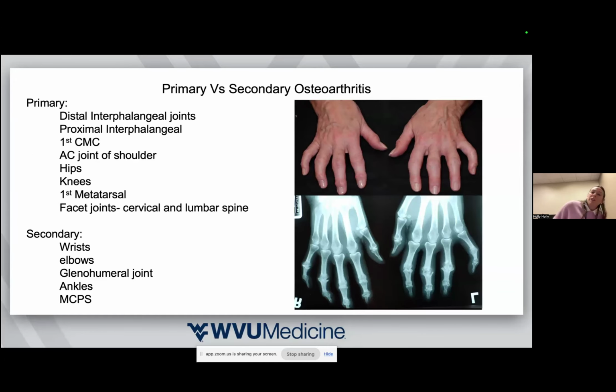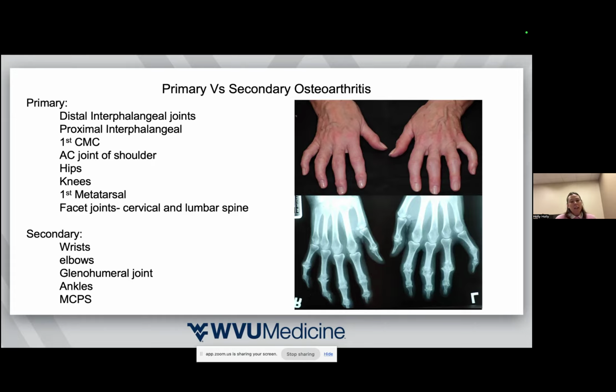So these are the primary joints we typically see osteoarthritis in. Over to the right of our screen is a pretty classic picture of osteoarthritis in the hands. Your DIPs and your PIPs, those joints in the fingers, are going to be very common to present with osteoarthritis. The base of the thumb. You'll notice it sometimes in the AC joint of the shoulder, that acromioclavicular joint, hips, knees, the base of the toe, so bunion deformities, and then your facet joints in your cervical and lumbar spine.